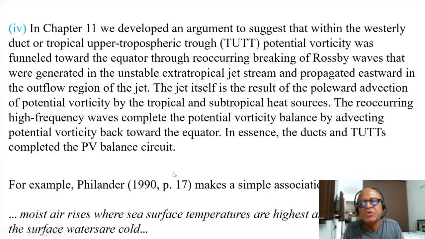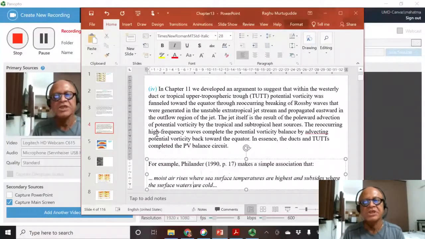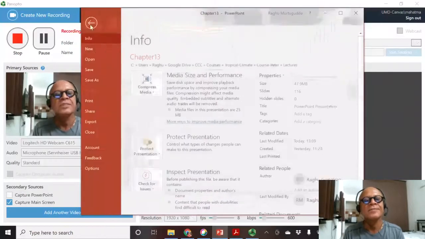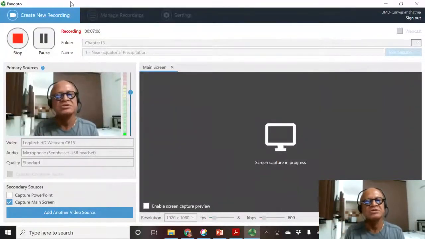Now, the other big question that comes up is whether convection and ITCZ happen on the warmest sea surface temperatures. If you go back to this statement by Philander in 1990, moist air rises where sea surface temperatures are highest and subsides where the surface waters are cold. This turns out to be not that simple, that actually precipitation is not right on top of the sea surface temperature, and there is also the idea that it's the gradient and not the warmest temperatures that matter.